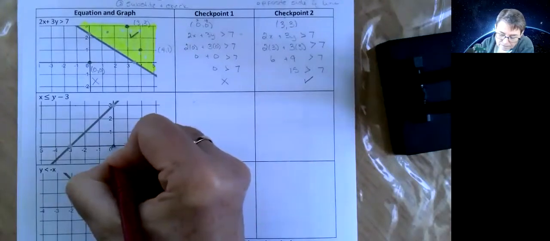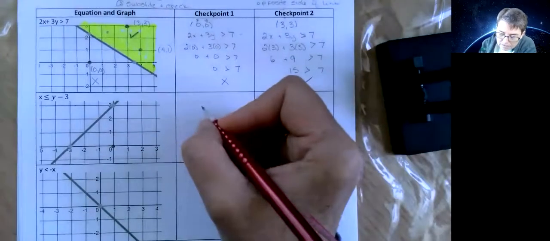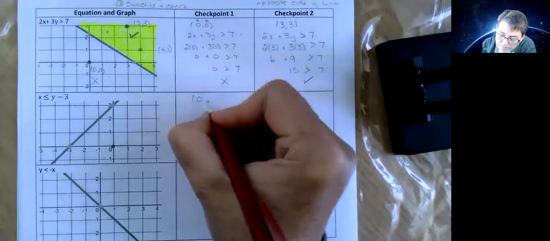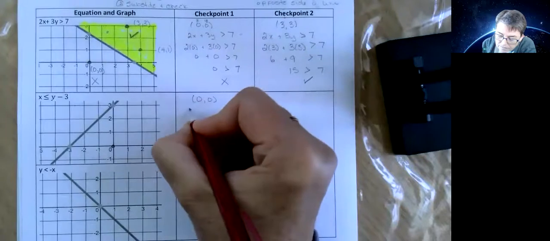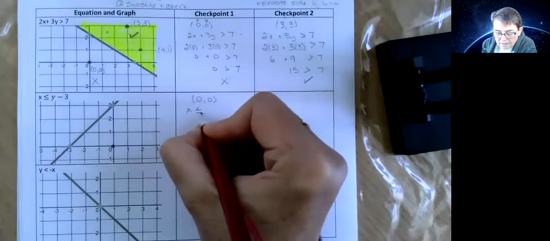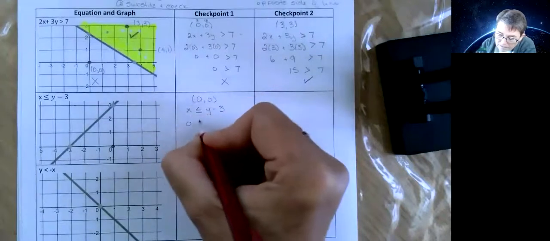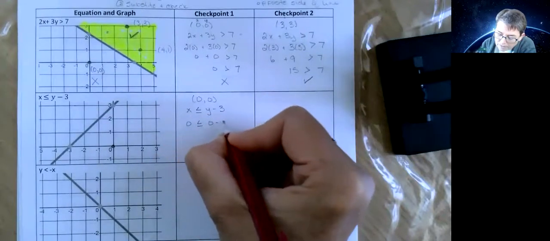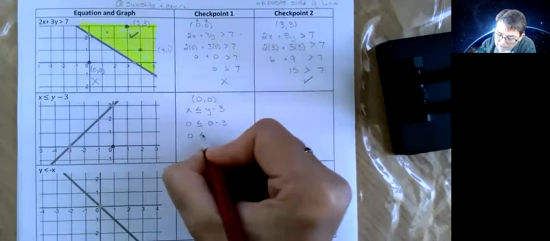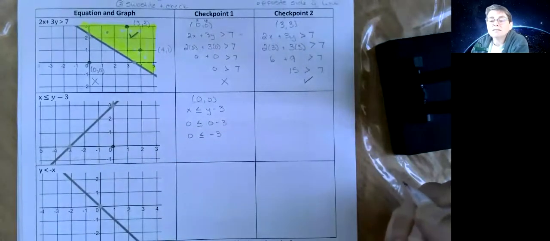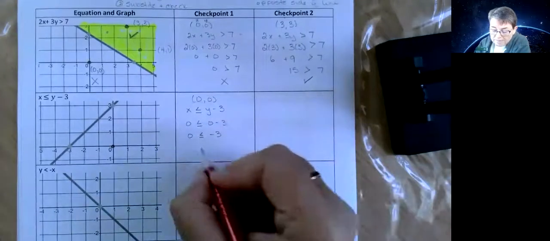I'll pick 0, 0, my first checkpoint. Again, anything will work as long as it's not on the line. So x is less than or equal to y minus 3. So 0 is less than or equal to 0 minus 3. 0 is less than or equal to minus 3. Is that right or wrong? It should be wrong, right?